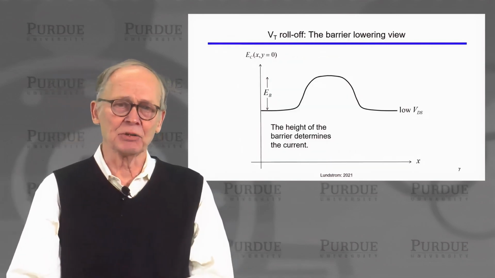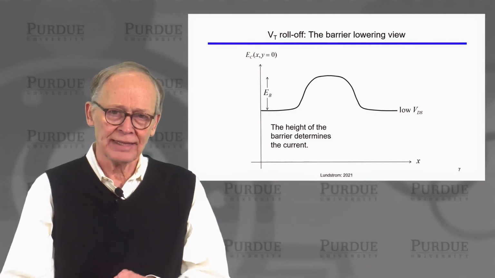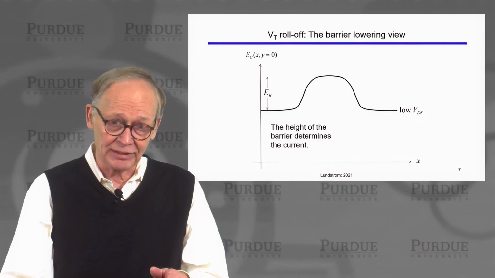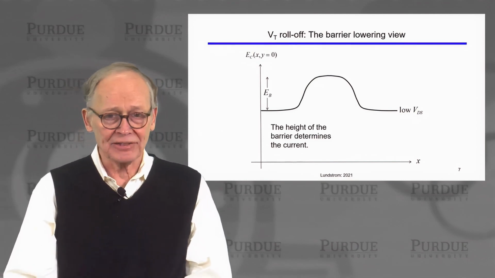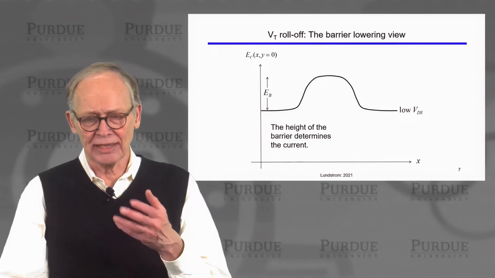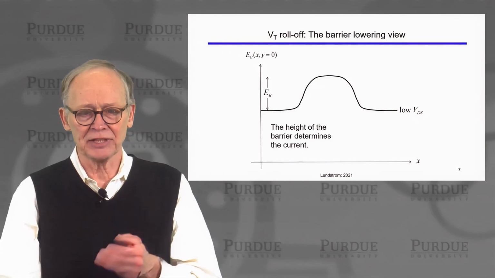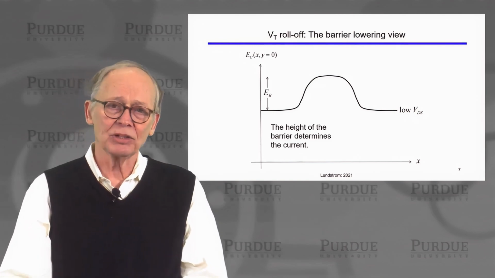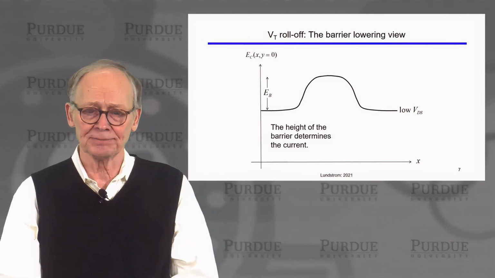So let's look at this VT roll-off, the fact that the threshold voltage gets smaller as the channel length gets smaller, or as the drain voltage gets higher. That's a consequence of two-dimensional electrostatics. When we discuss things like the mobile charge being Cox (Vg minus Vt), we were doing a one-dimensional solution of the Poisson equation into the depth of the semiconductor.